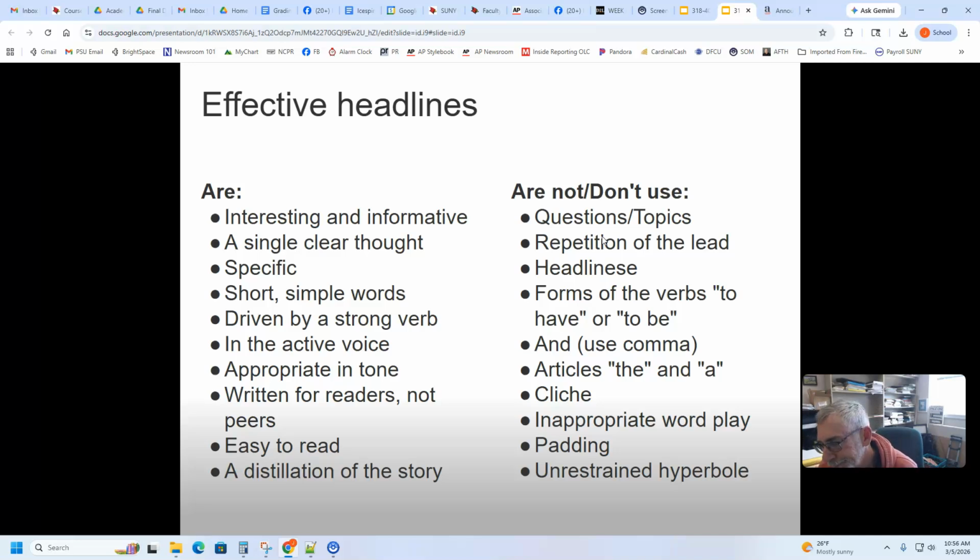We try to avoid cliches. Cliche headlines are just so sad and so overused. That's why they're cliche. Inappropriate wordplay. So wordplay like puns or plays on people's names or other kinds of wordplay might be okay in the right kind of story, but don't use it for something serious. And they have to really work. Padding, that means just filling out a headline just to have more words there. Why? Because you don't want to bother thinking of another idea or a better way to say it. Unrestrained hyperbole. Everything is huge. Everything is exploding. Everything is war. No.